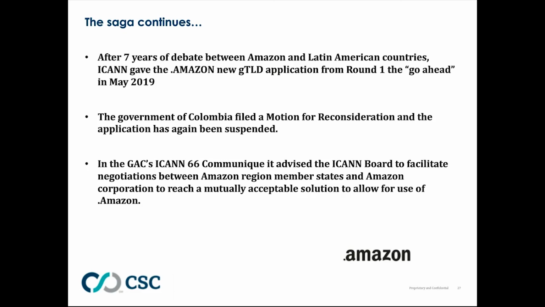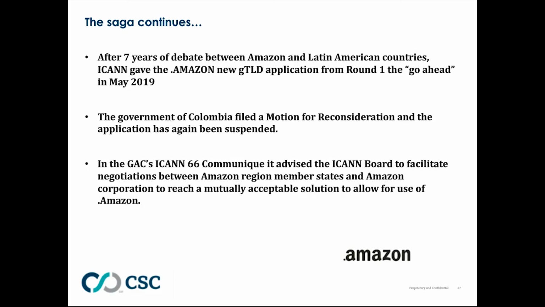And so this has been a string that has been cycled through a million different processes within the ICANN world as part of the new gTLD round 1. After 7 years of debate between Amazon and the different Latin American countries, ICANN actually gave Amazon's new gTLD application from round 1 the go-ahead in May 2019.